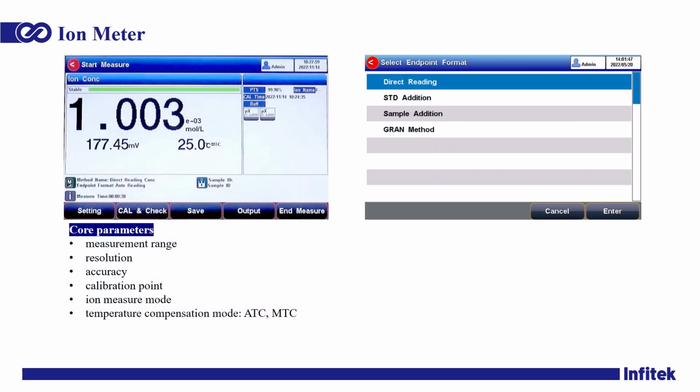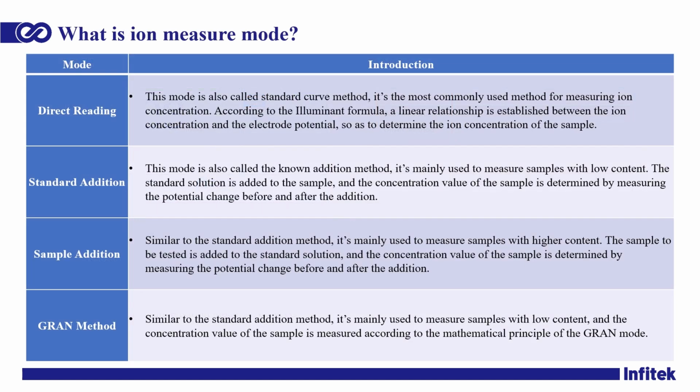The ion meter has the following core parameters: measurement range, resolution, accuracy, calibration point, ion measure mode, temperature compensation mode. What is ion measure mode? Direct reading. This mode is also called standard curve method. It's the most commonly used method for measuring ion concentration.